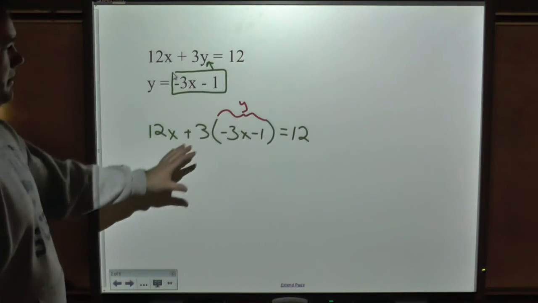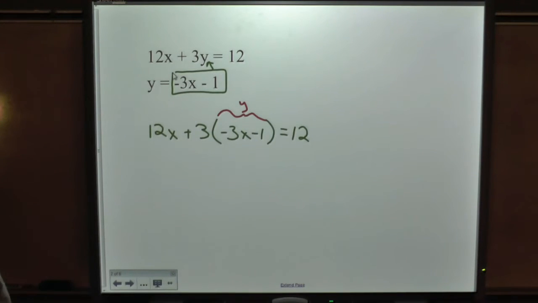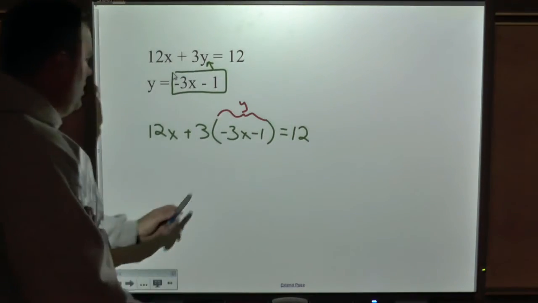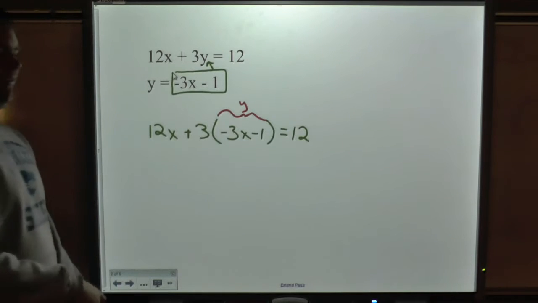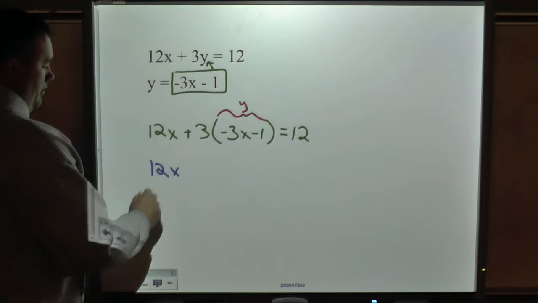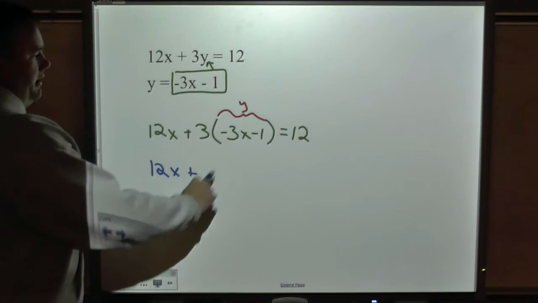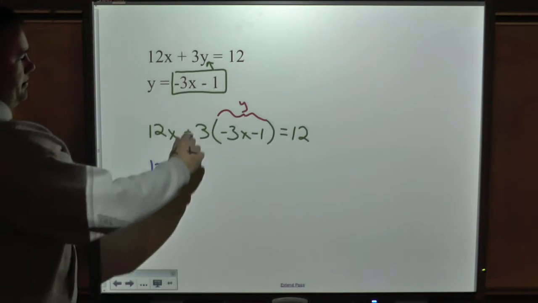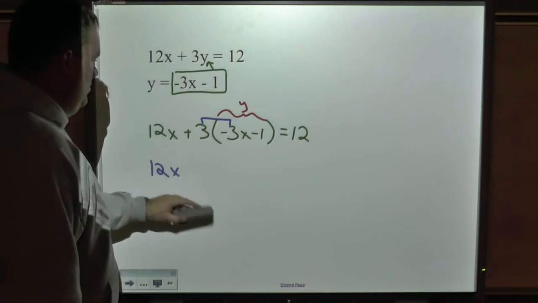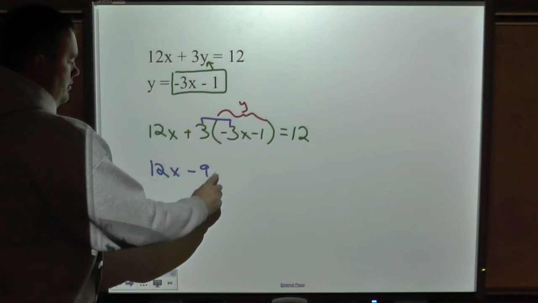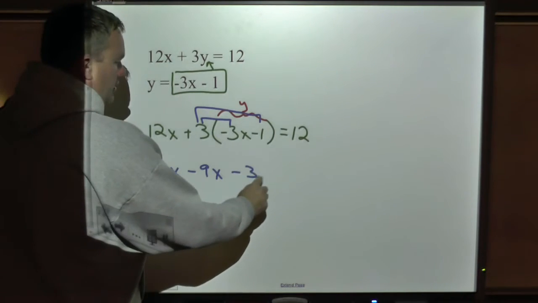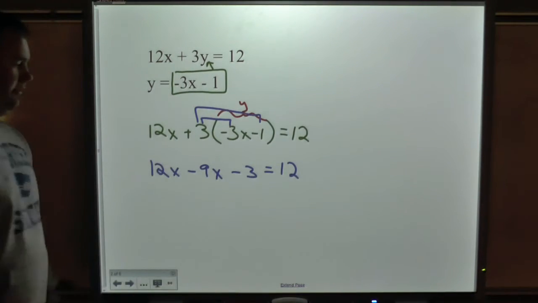The nice thing about this problem is you've actually solved problems like this before. It's just a simple distribution. So when we look at this, we start off by simplifying that set of parentheses. 12x has nothing to do with it, so we're just going to rewrite it. From here, we're going to take this 3 and multiply it by each term inside that set of parentheses. So 3 times negative 3x is going to give you negative 9x. 3 times the second term, 3 times negative 1, is negative 3. And that's all going to be equal to 12.